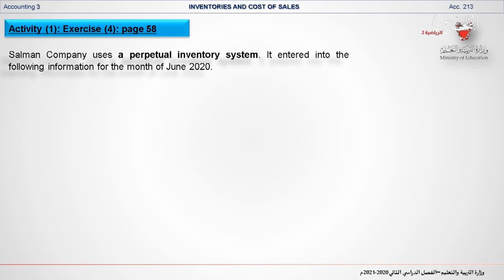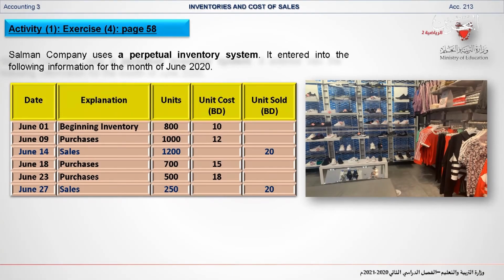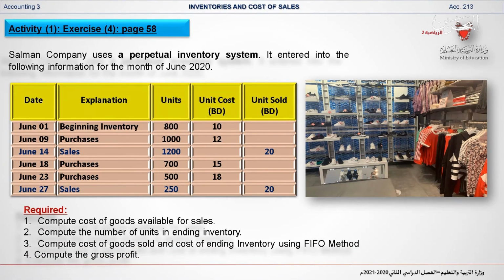Salman Company uses a perpetual inventory system. The following information were generated from the company's records in June 2020, and you are required to: 1. Compute cost of goods available for sales. 2. Compute the number of units in ending inventory. 3. Compute cost of goods sold and cost of ending inventory using FIFO method. 4. Compute the gross profit.